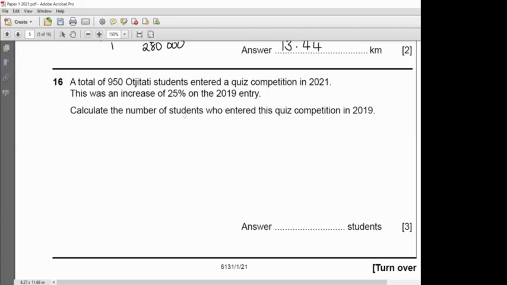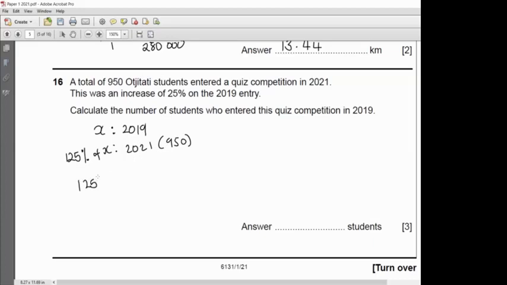So to do that, we know that there was an X number of students that entered the competition in 2019. We don't know how many they are. In 2021, it went up by 25%. So that means in 2021, instead of having the same number of X, we had X plus 25% of X. So that means we had 125% of X, because it went up by 25%. And now we know that in 2021, we had 950. So all this, you don't need to actually write it the way I did over here. Basically, what I'm doing is just breaking down what is written in words and rewriting it in a mathematical way.